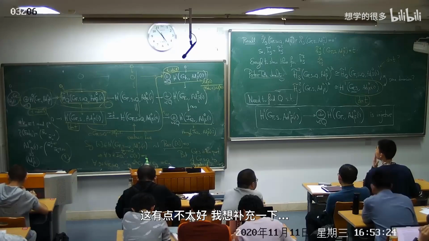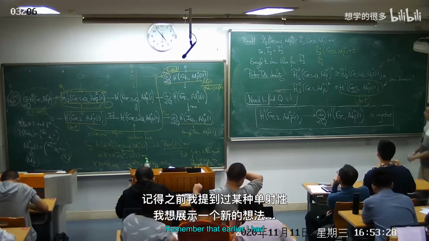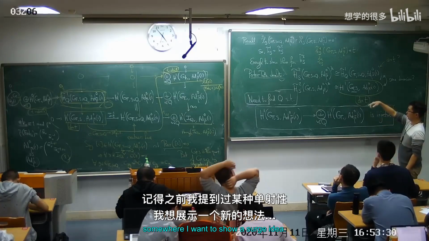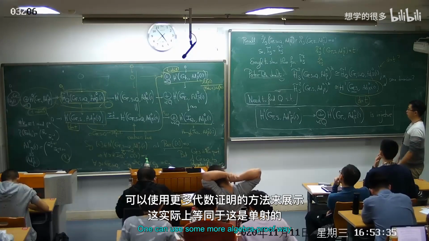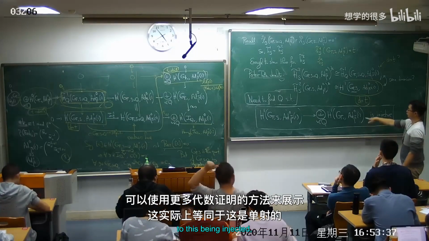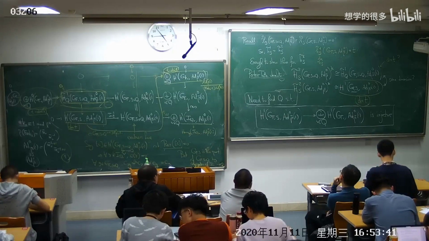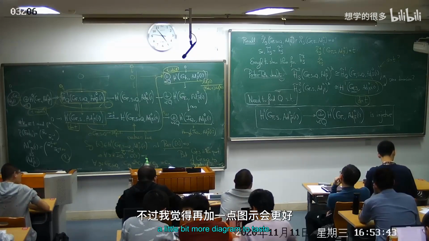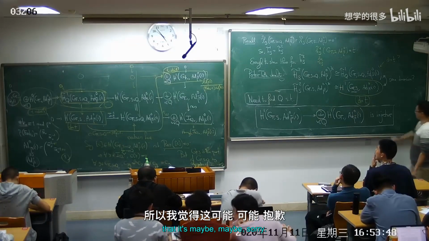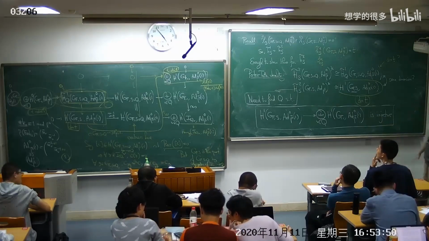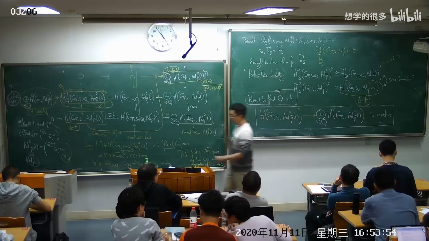Let me make a remark. Remember that earlier I had injectivity somewhere. I want to show it's surjective. One can use a more algebraic proof to show that that's actually equivalent to this being injective, without going through these numerical equalities. But I think it needs a little bit more diagram chasing, so I decided that maybe I'll just use a little numerics to reduce the case. Anyways.